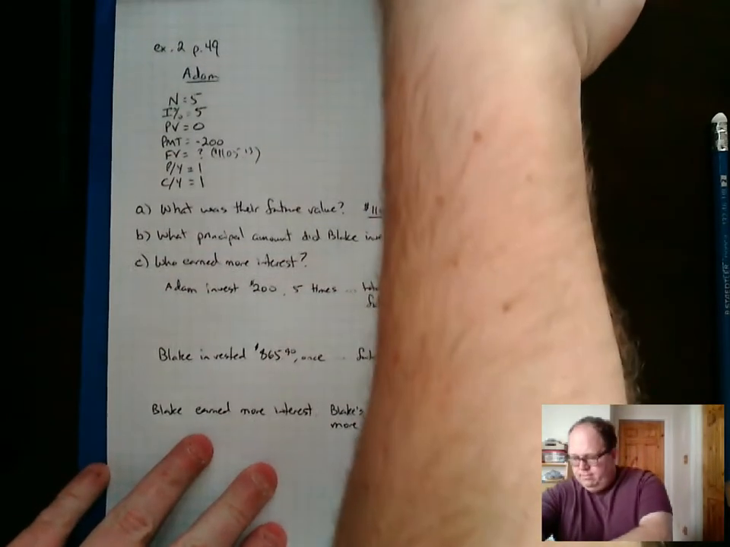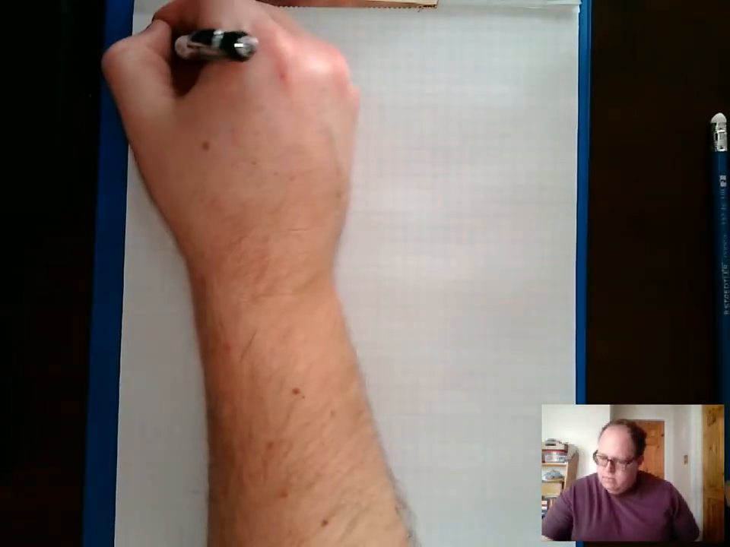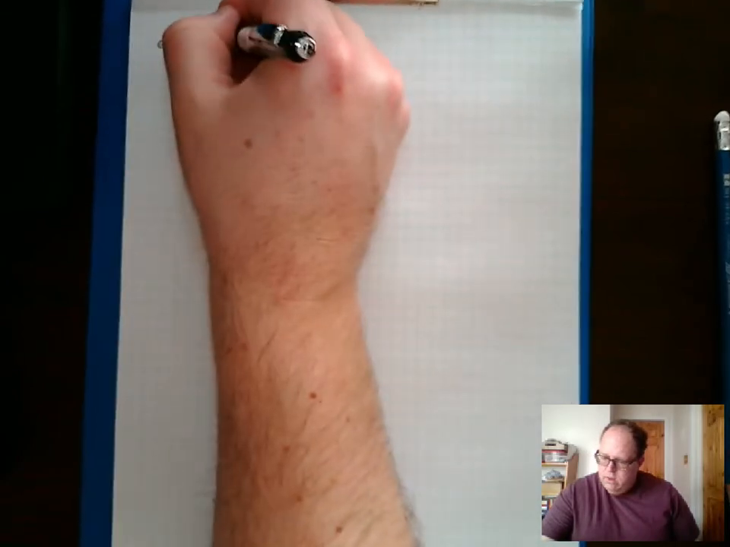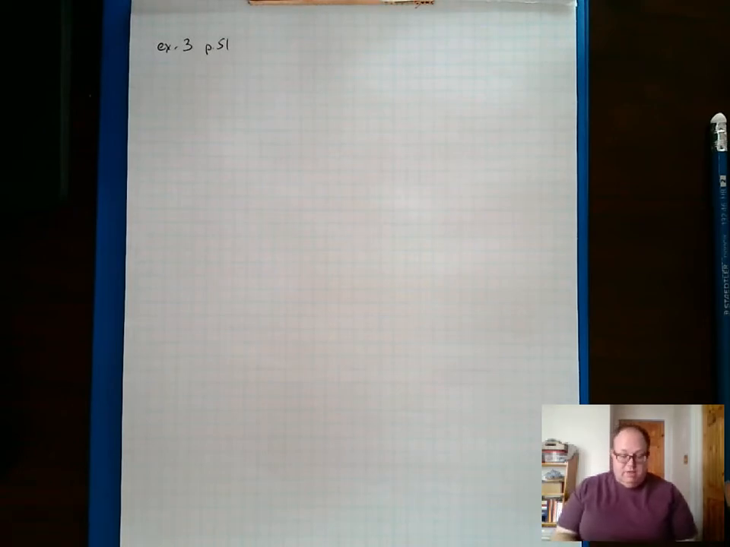Another example. This is example 3 off page 51. Where we're told Jeremiah deposits $750 into an investment account at the end of every 3 months, or quarterly. Interest is compounded quarterly. The term is 3 years, and the future value is $10,059.07. What annual rate of interest does Jeremiah's investment earn?